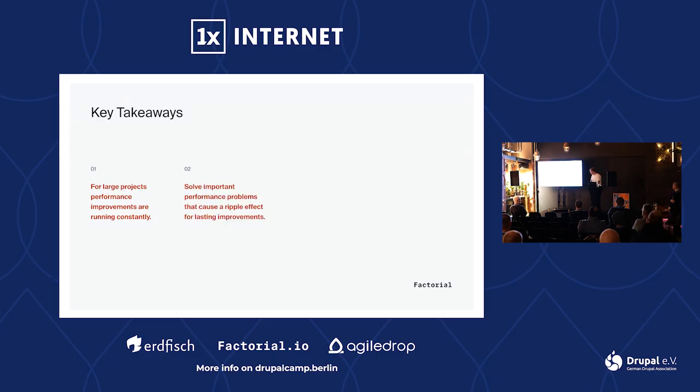Then the second, solve the important performance problems that cause a ripple effect for lasting improvements. This was the example of language country negotiation. We solved this problem, and then we could actually work on improving the caching for the website. There are many low-hanging fruit with the support of strong contrib modules. I mean, we're all here and we're all Drupal fans, but we have to say it more often, right? We have such a good content management system with such a vast contrib space, and there are many things that you more or less can get for free.